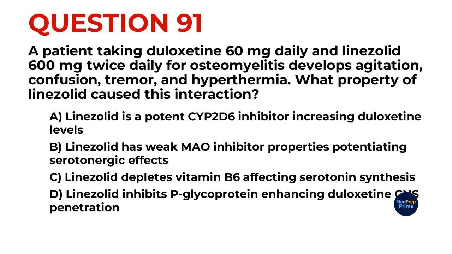A patient taking duloxetine 60 mg daily and linezolid 600 mg twice daily for osteomyelitis develops agitation, confusion, tremor, and hyperthermia. What property of linezolid caused this interaction? Option A. Linezolid is a potent CYP2D6 inhibitor, increasing duloxetine levels. Option B. Linezolid has weak MAO inhibitor properties, potentiating serotonergic effects. Option C. Linezolid depletes vitamin B6, affecting serotonin synthesis. Option D. Linezolid inhibits P-glycoprotein, enhancing duloxetine CNS penetration.